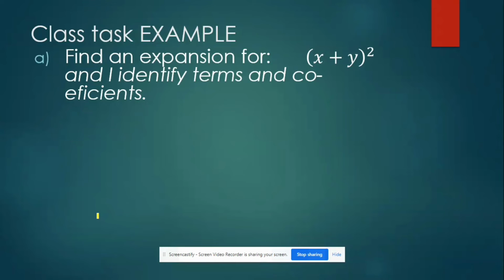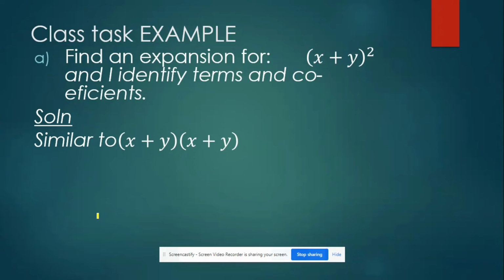When we expand x plus y squared, we find that this one is similar to x plus y, close the brackets, open another brackets, x plus y. So when you expand, you get that we have x multiplied by the second brackets, then plus y, you multiply what's in the second brackets.